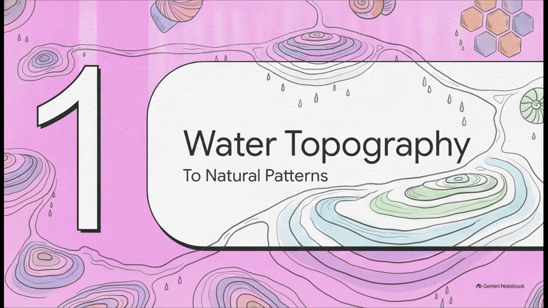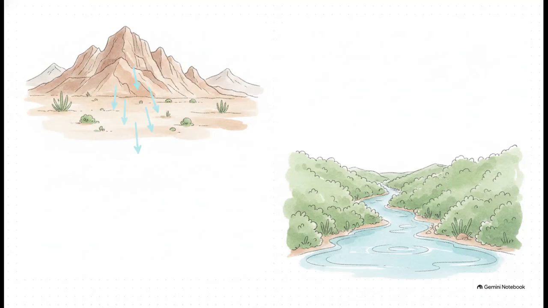Let's get into Section 1, Water Topography to Natural Patterns. Looking at how fundamental water movement shapes a landscape totally sets the stage for understanding natural geometries. At the macro scale, gravity forces surface water to flow downhill, moving perpendicularly across contour lines. Naturally, this creates a pattern of water deficit up on the ridges where the water drains away, and flooding or erosion down in the valleys where it all concentrates.